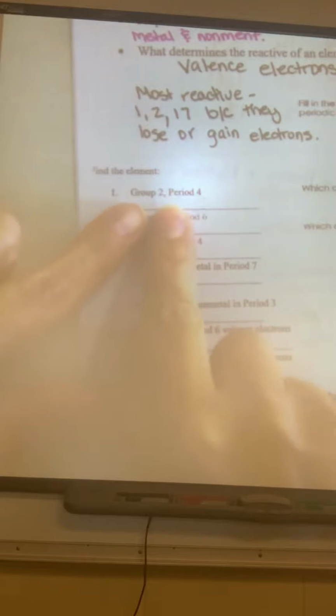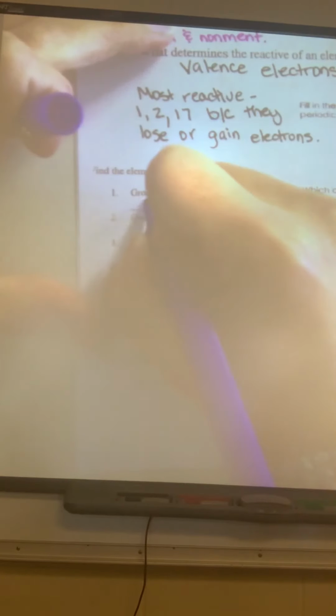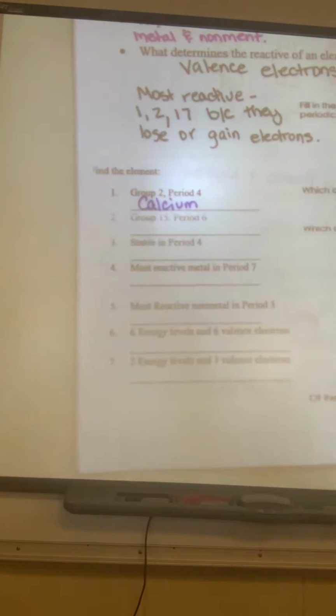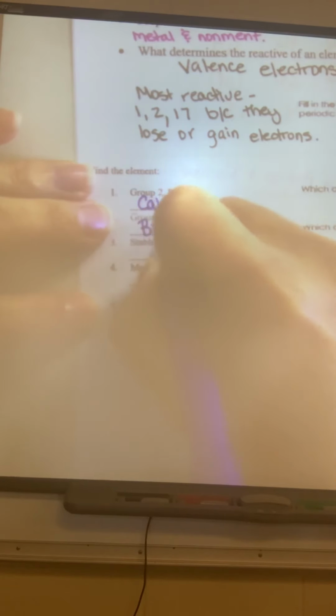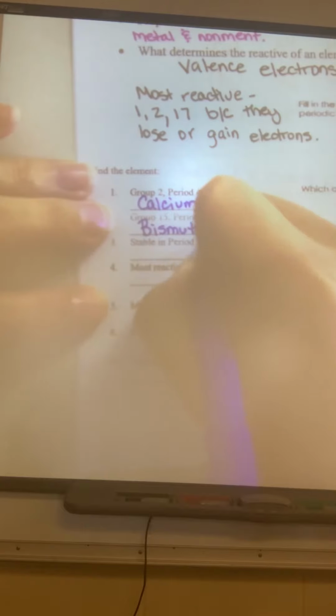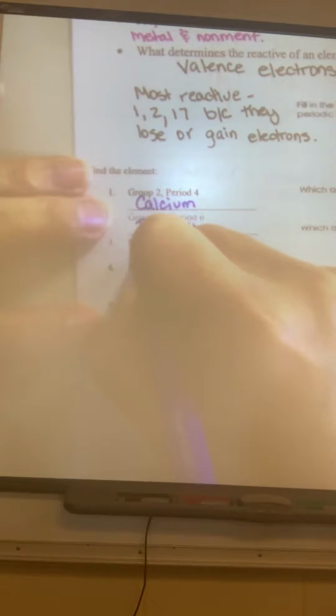All right. Next would be find the element. Group 2, period 4. Who am I? Group 15, period 6. Who am I? Bismuth. Good. I'm stable in period 4. So what's that mean if it's stable? It's in the last group, group 18. Good. Who am I? Krypton.